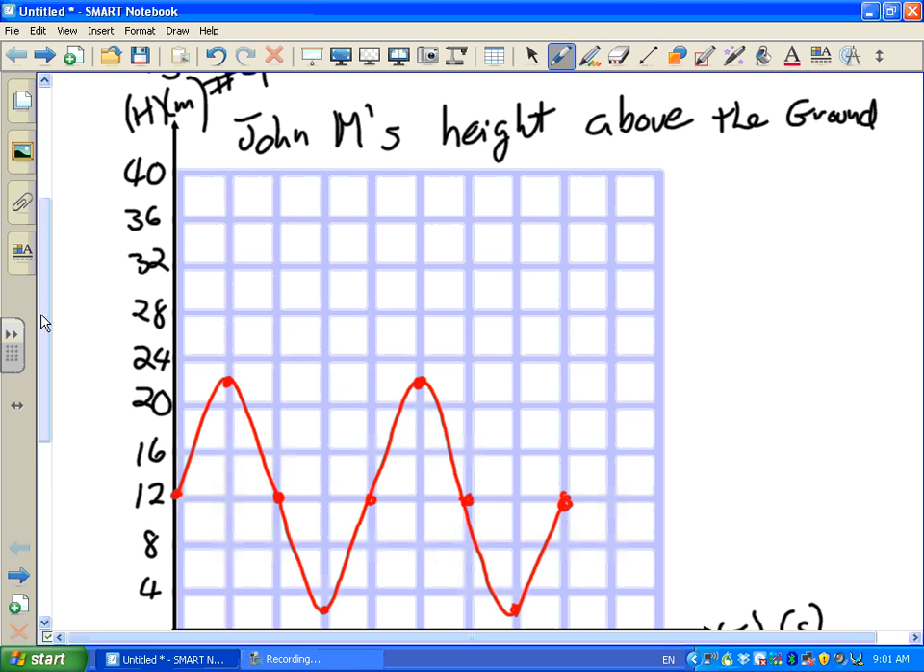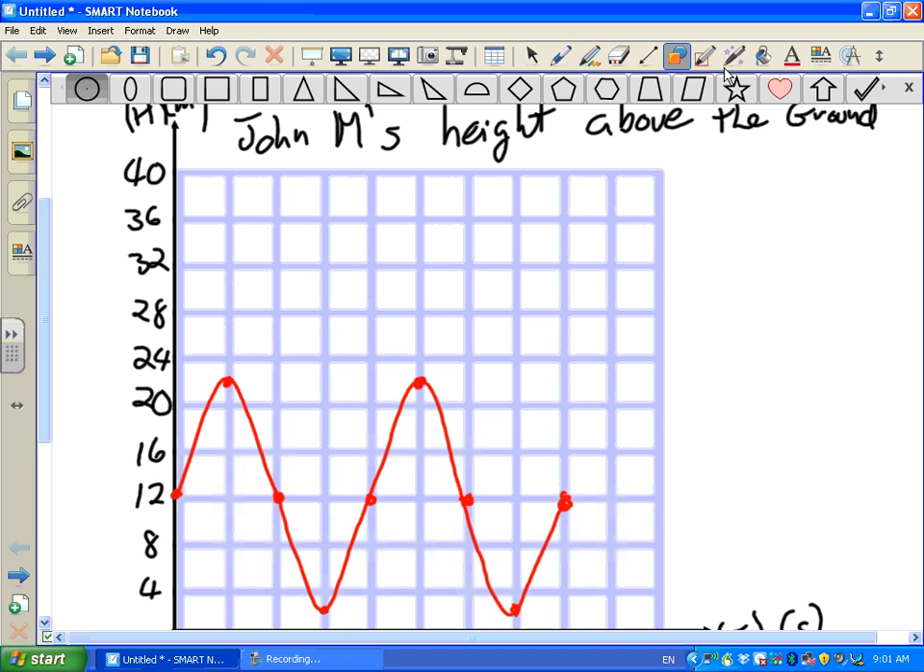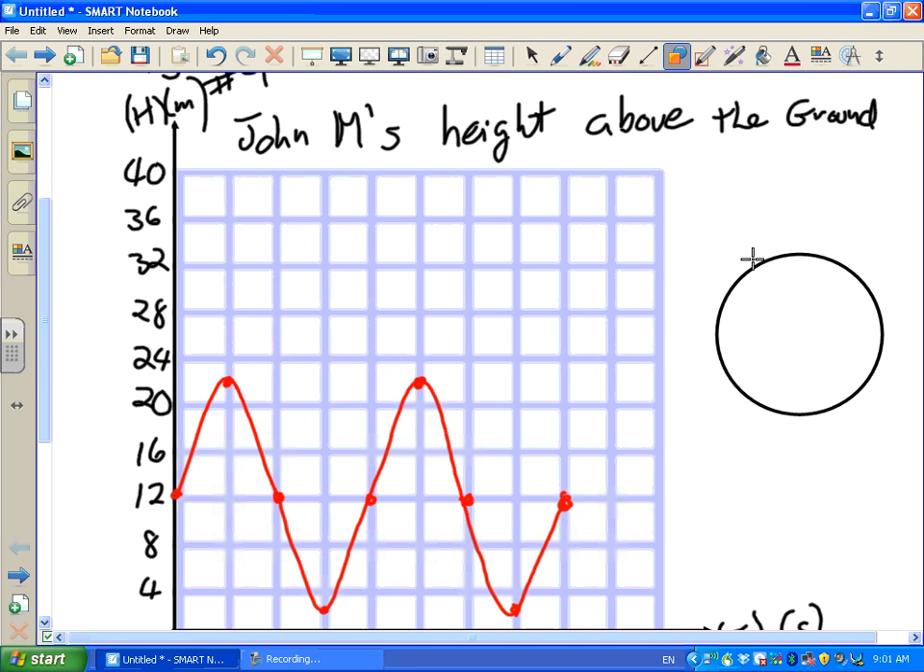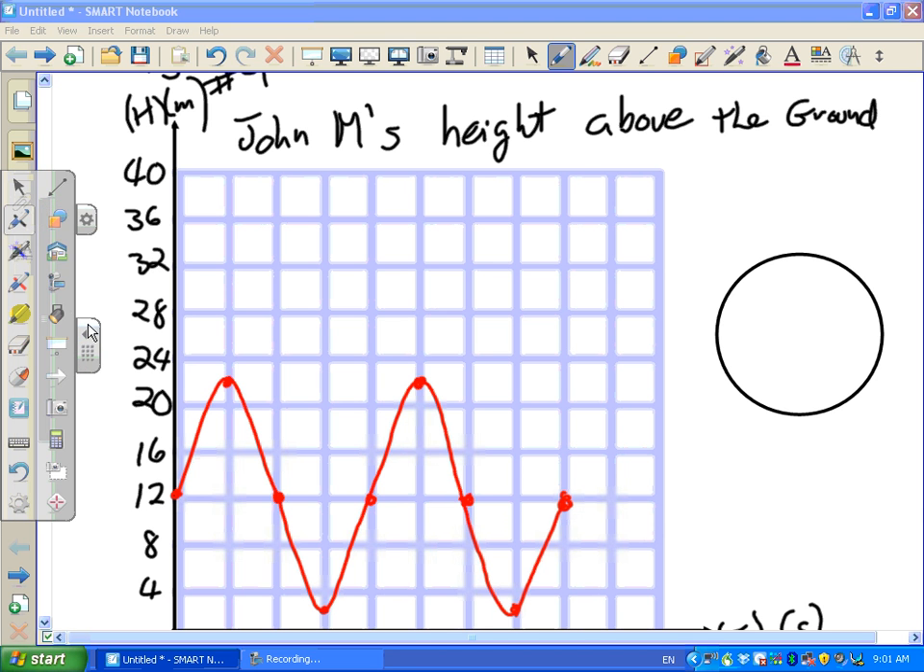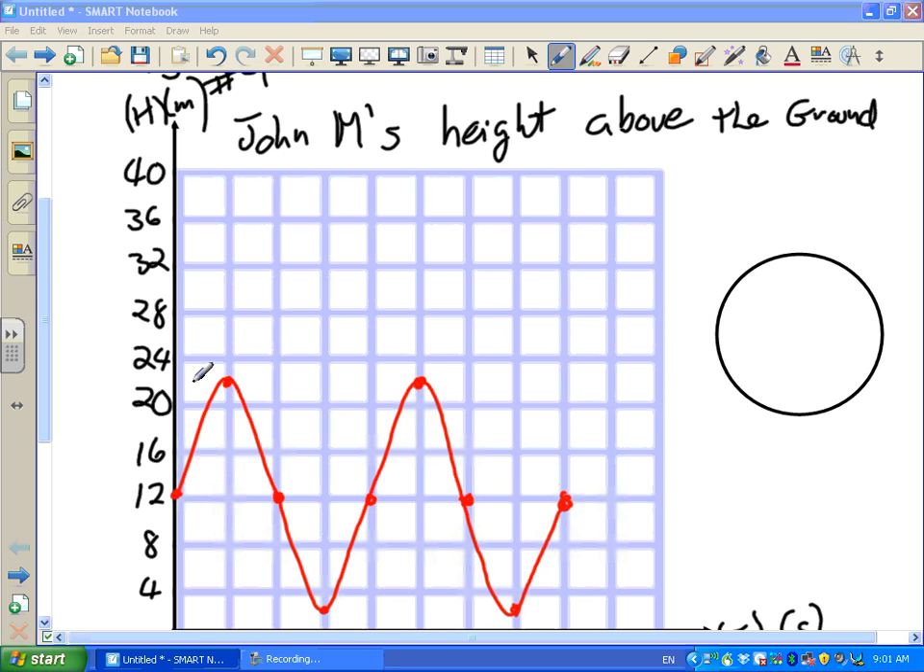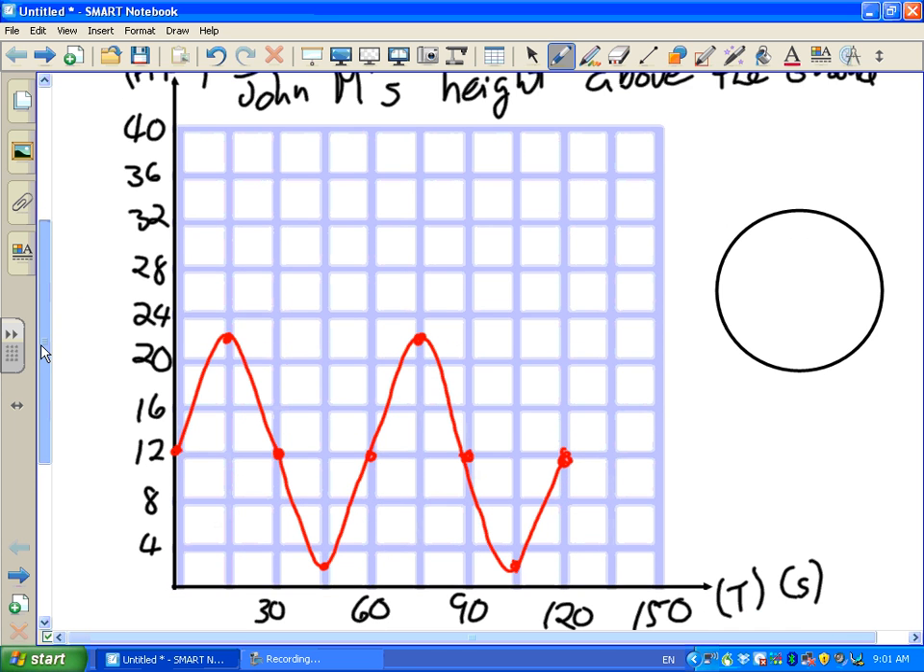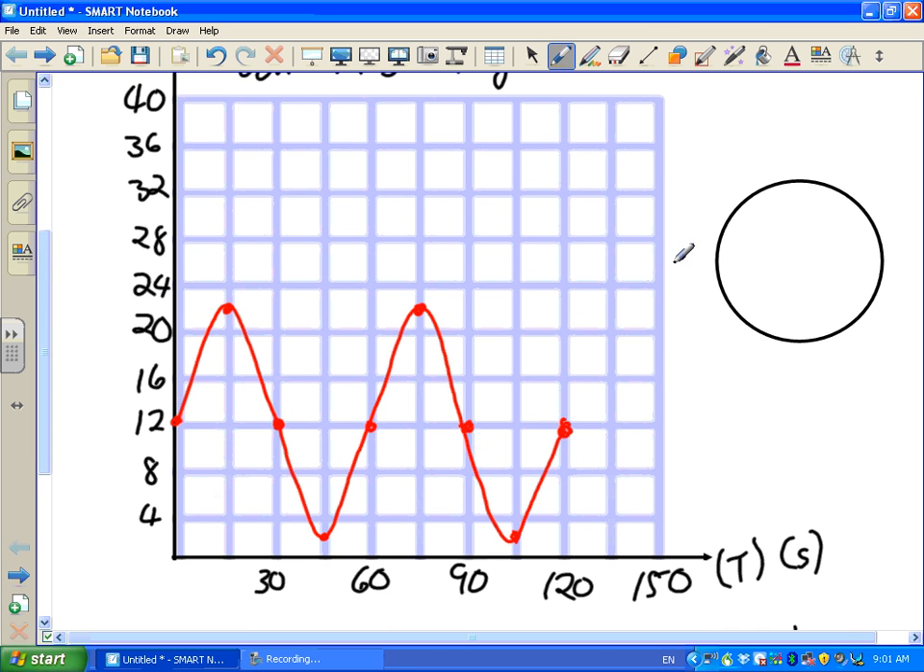So John is obviously on a Ferris wheel. And if you guys recall, Ferris wheels are what shape? Oh, that's embarrassing. Clearly circles. So I'm going to put a circle on the side just to try to make sense of what's going on here. First of all, where does John start? How high above the ground is he when he starts? 12 meters, okay. And is that the top of the Ferris wheel, the bottom? Right in the middle, okay.